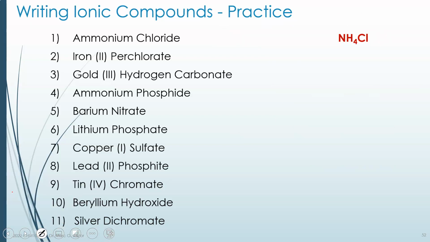will be fine. So iron 2 perchlorate, we have iron 2, so let's write that, iron 2, and perchlorate, that is ClO4, parentheses, -1. Crisscross and simplify, 1 iron, 2 perchlorates.